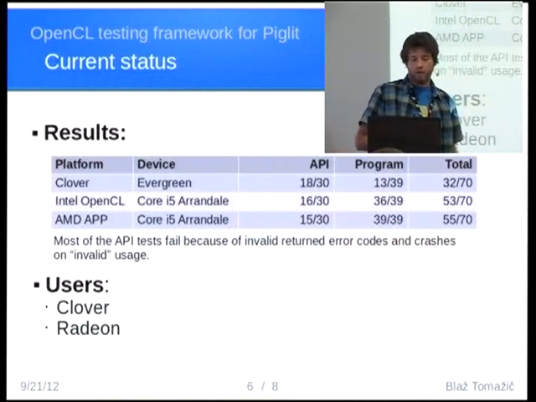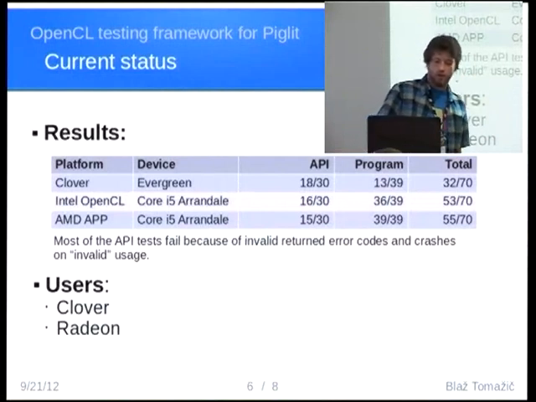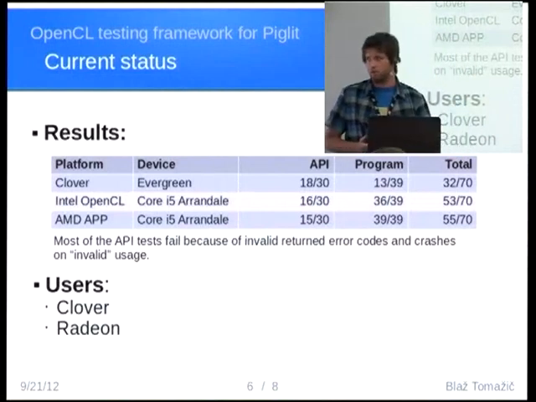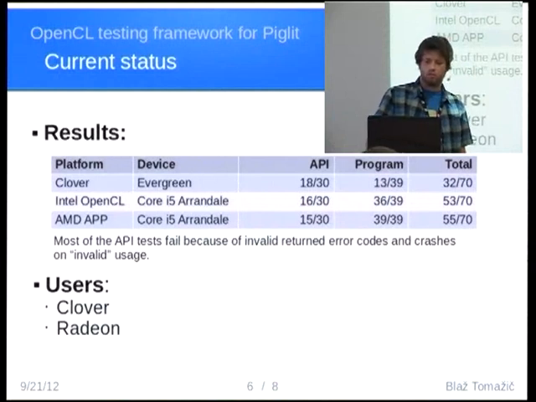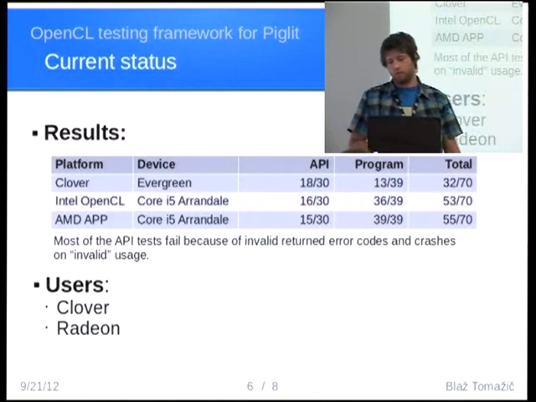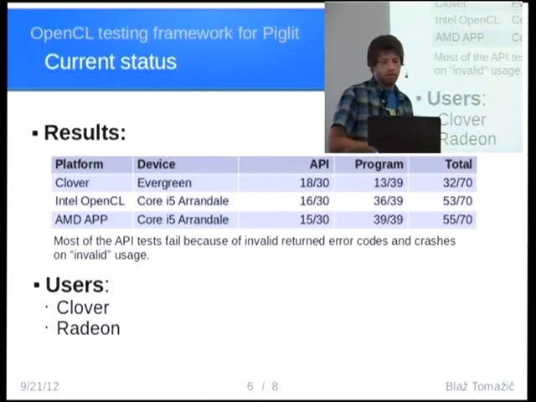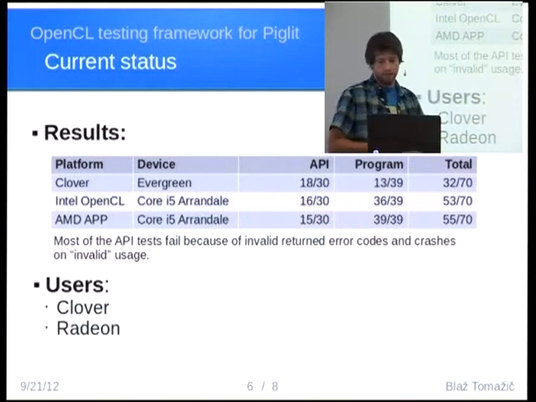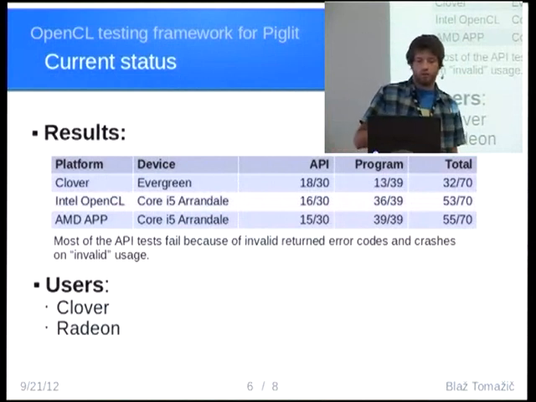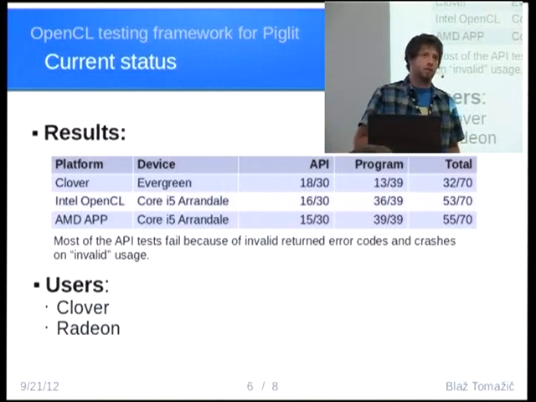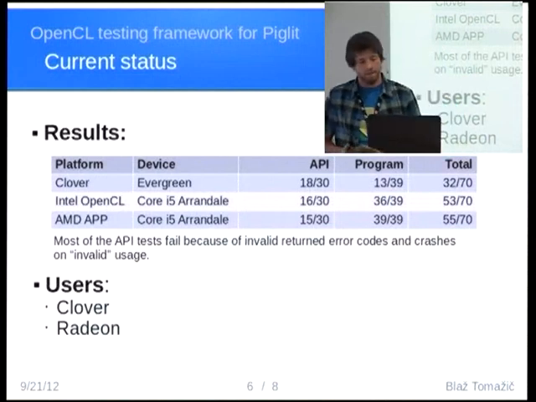Well, the current status, as I've tested the Clover platform in Gallium on Evergreen hardware, I think it was a Llano APU. As you can see, it passed 32 tests out of 70 total. 30 were API function calls, and the others were program tests testing scalar arithmetics, vector arithmetics, and size of operator, and stuff like that.